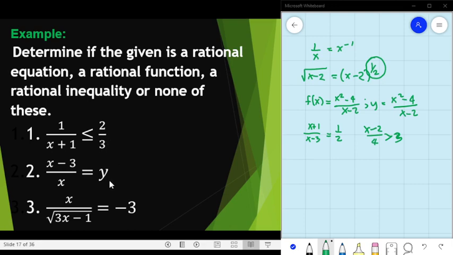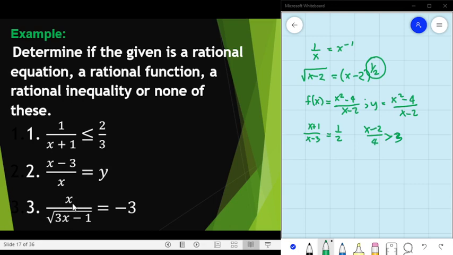Number 2. Number 2 is x minus 3 all over x is equal to y. That means there are two variables, x and y. So therefore, the given is a rational function.